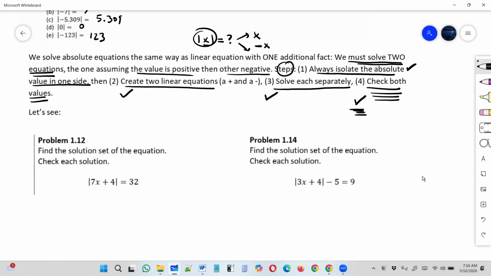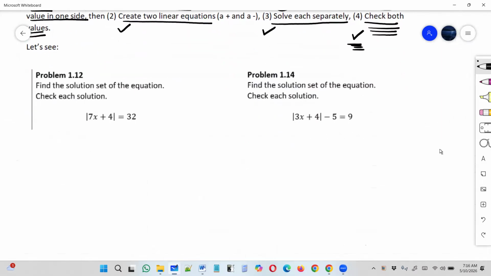All right, so let's see how this is done. I have 3 examples, 2 are right here. And again, there are more examples in the workbook. So let's see this example. In this case, the absolute value is already isolated in one side, so we can begin. So we go into step 2, which is splitting this equation into 2. So here are the 2 equations, and this is how you're going to do it.